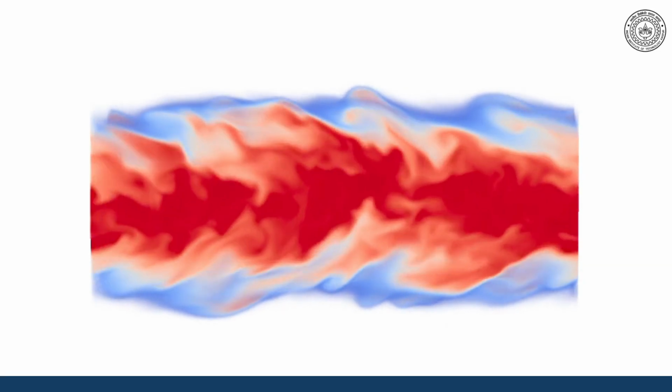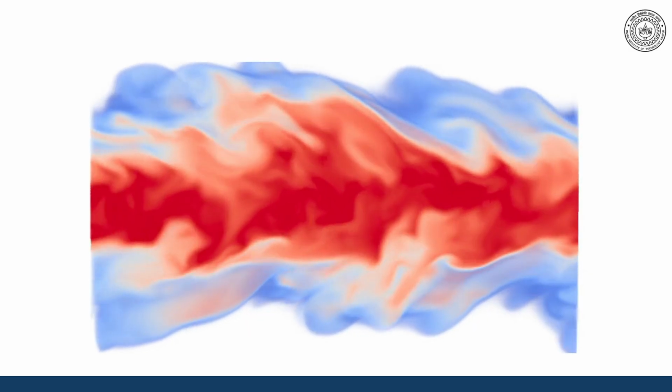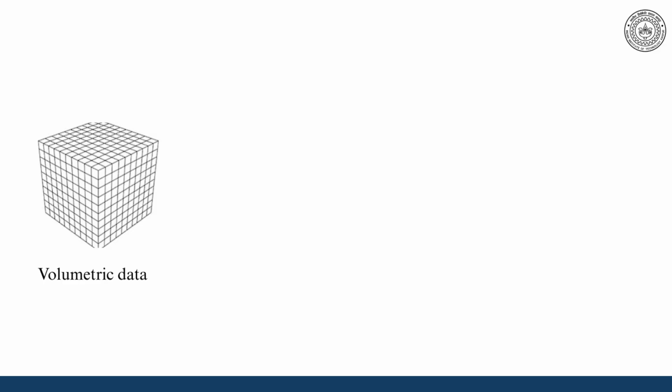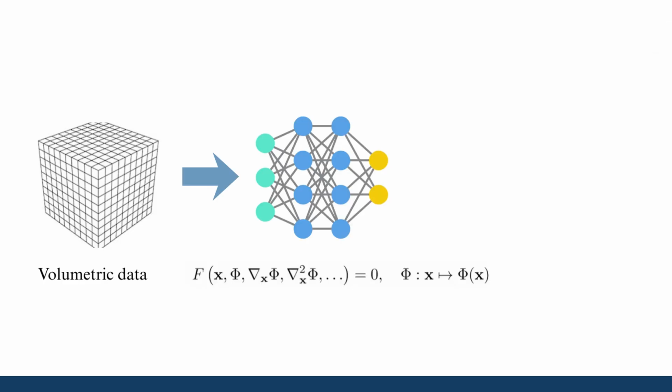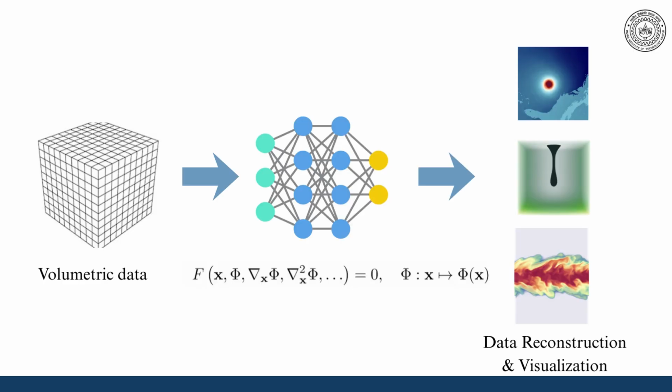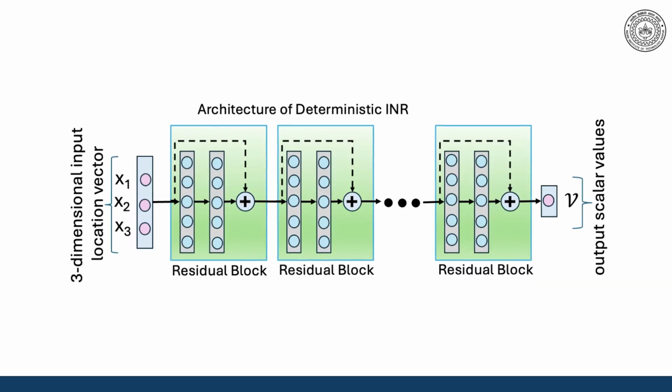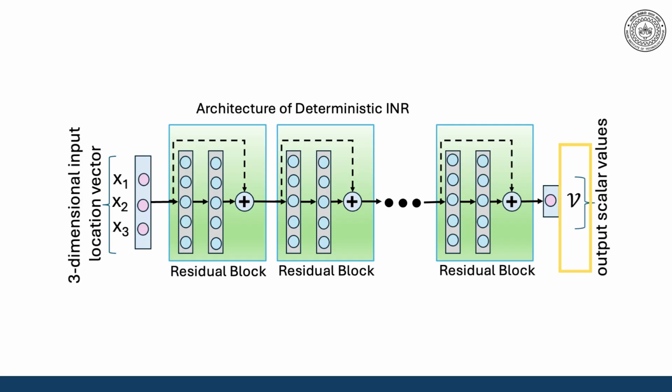Modern scientific simulations generate massive, high-resolution data, making storage a major challenge. Implicit neural representations address this challenge by compressing them into compact neural models for efficient reconstruction and visualization. Most existing INR-based approaches in scientific visualization use deterministic models that output only values, without quantifying uncertainty or model confidence.